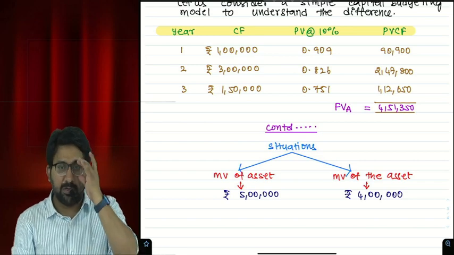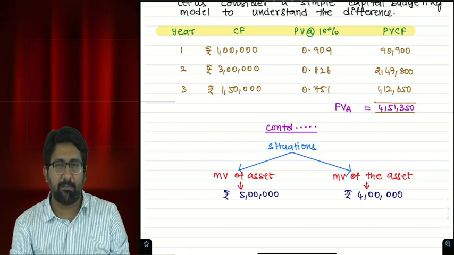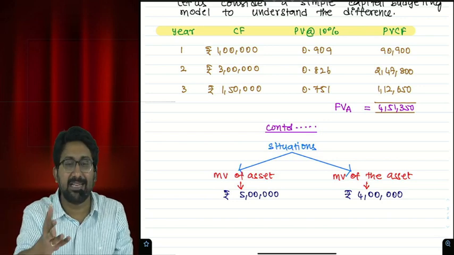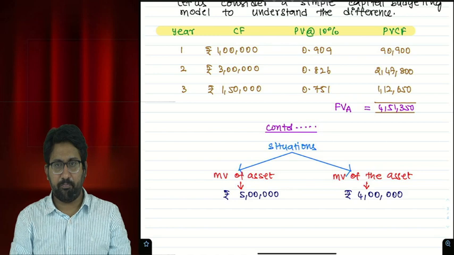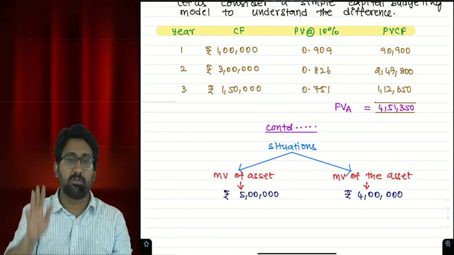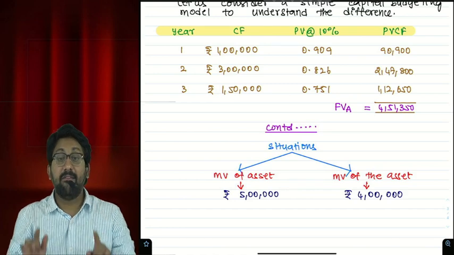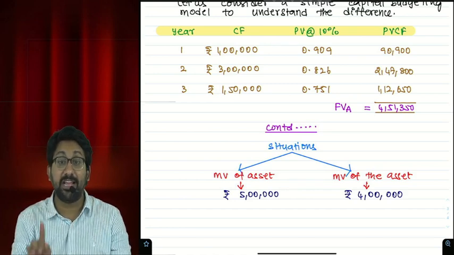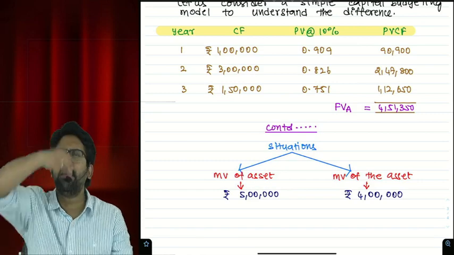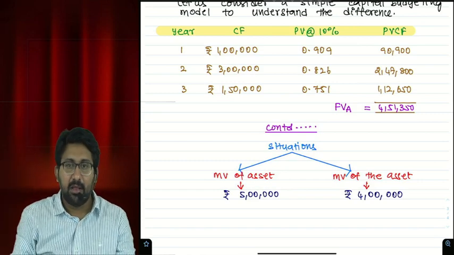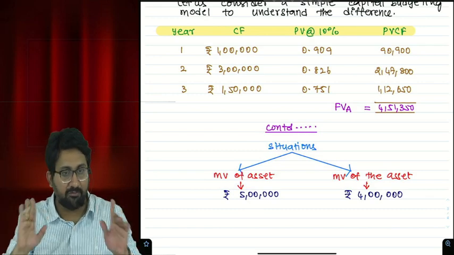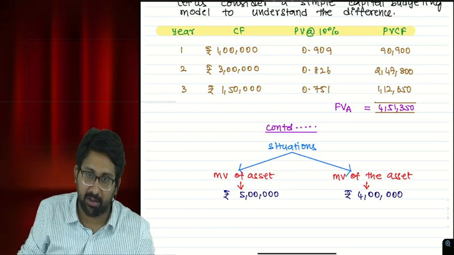You are expecting how much return? 10%. For example, I take 10%. It may be 12, 16, 14, like that. I have taken 10 as an example because it is easy for everyone in the class to understand. So the fair value of this asset is 4,51,350. This is called the value to me. How much it is in the market is irrelevant for me. The value for me is 4,51,350 only.